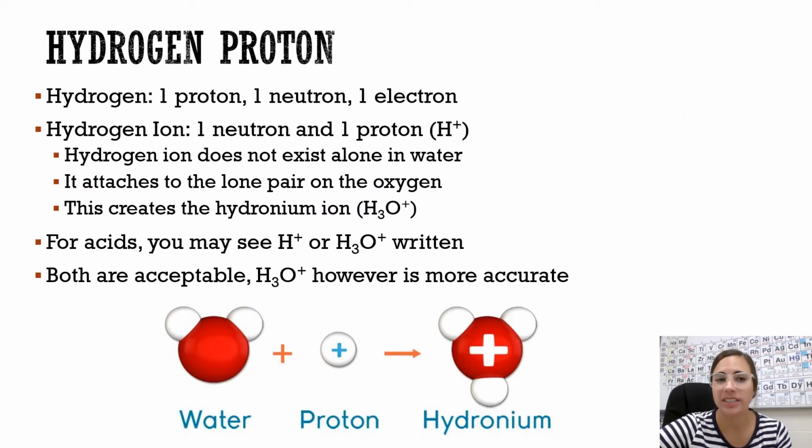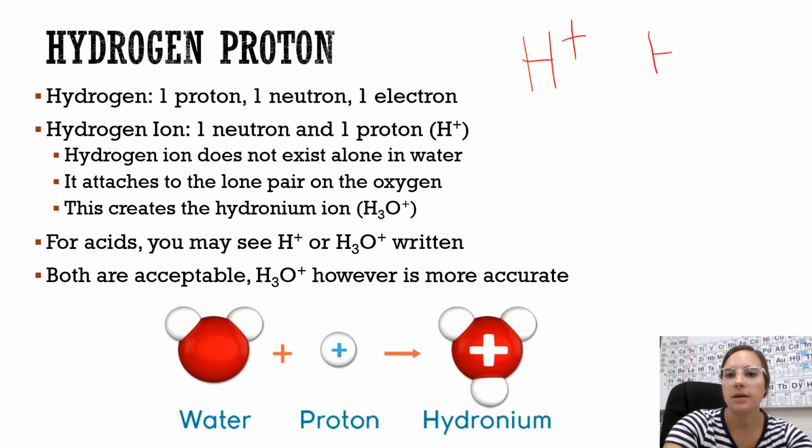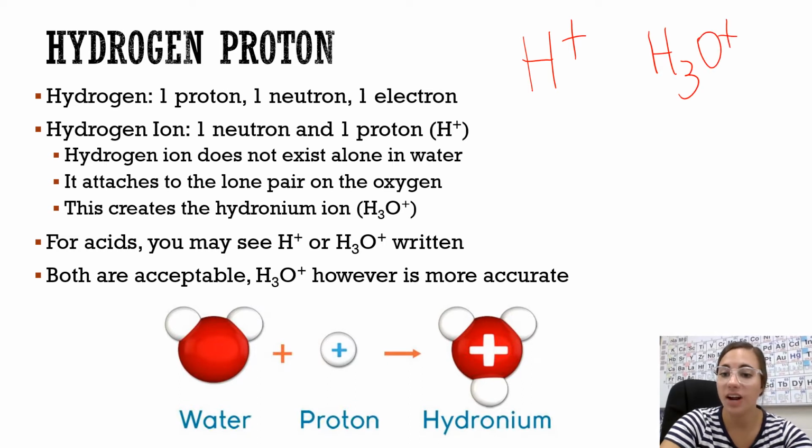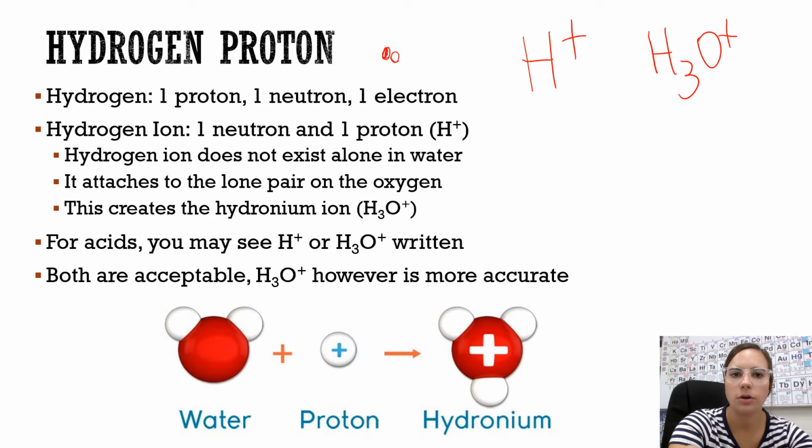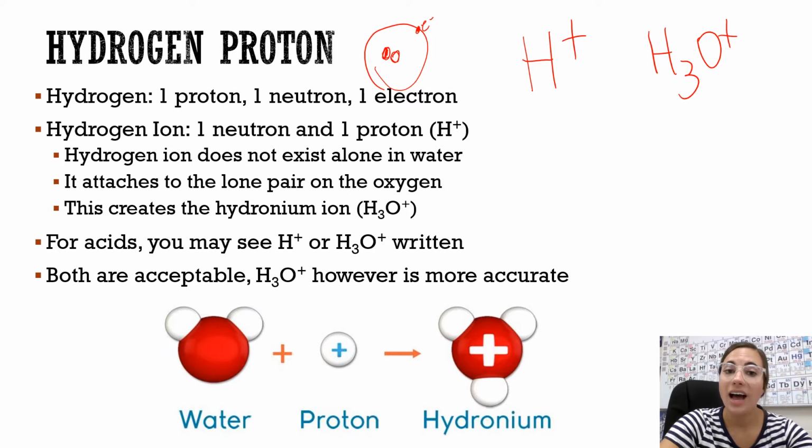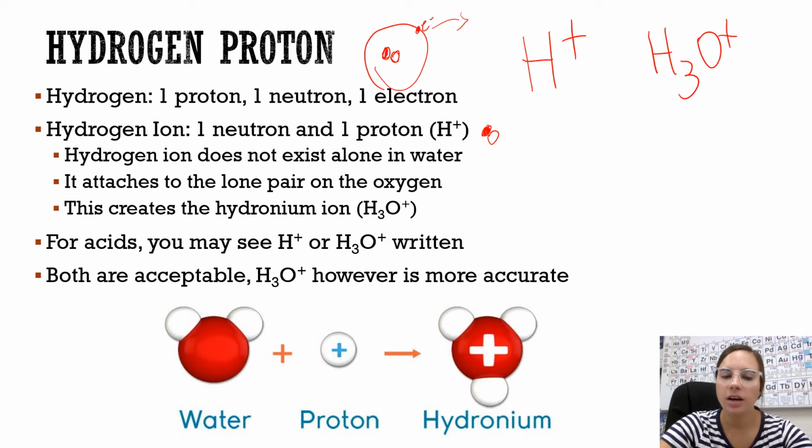So here's where I promised I would explain why sometimes we see H+, and sometimes we see H3O+, and they're actually the same thing. So if we think about a hydrogen atom, it has one proton, one neutron, and then one electron. Well, the hydrogen ion has lost that electron. So the hydrogen ion is just a proton and a neutron. That's it. And because it is simply a proton and a neutron, it's tiny, has a really positive charge.